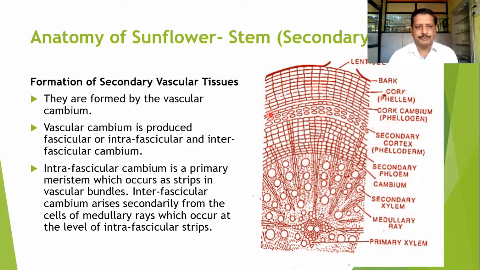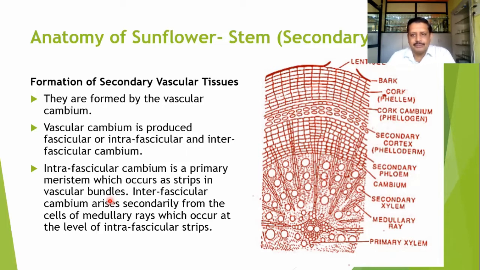The vascular cambium is produced as fascicular and interfascicular cambium. So this vascular cambium is modified in various ways, and at various levels it starts developing the tissue. The interfascicular cambium is particularly a meristem. Now this meristematic tissue, as we know, is able to produce phloem tissue as well as xylem tissue. So the interfascicular cambium is primarily the meristem which occurs at the strips in the vascular bundle.